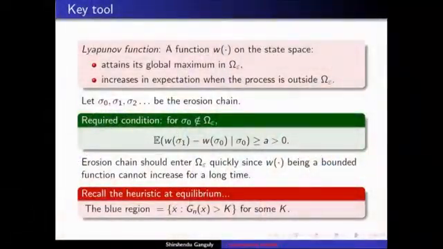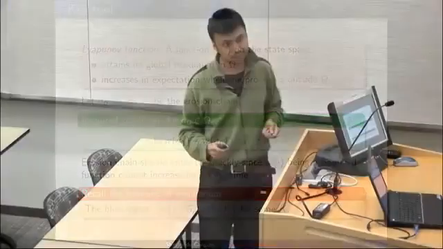And to motivate the construction of this W, recall that the heuristic that I discussed says that the blue region is roughly Gn x bigger than k for some k. So all the blue particles should be in this region Gn x bigger than k for some k, right? Which then sort of gives you a natural candidate for what this W should be on the space of colorings.